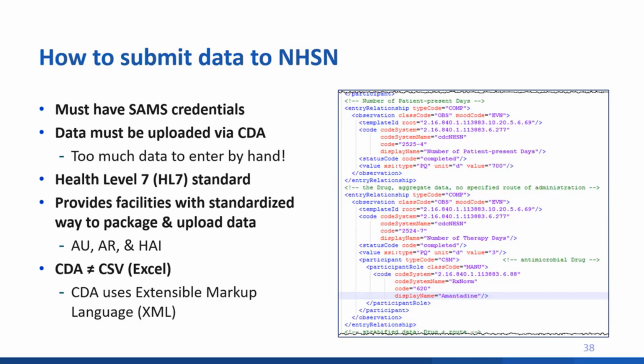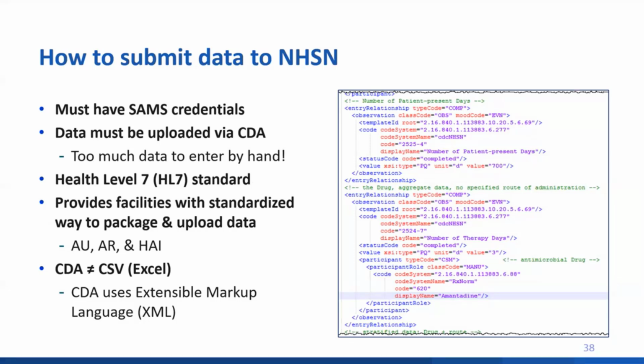CDA is a Health Level 7 or HL7 standard, and it provides a way for facilities to standardize and upload their data into NHSN. We use it in AU and AR, and some facilities use it to upload their HAI data also. It's important to know that CDA is not the same as CSV. CDA uses extensible markup language, which we also call XML, and the screenshot on the slide is just a tiny portion of an AU CDA file.